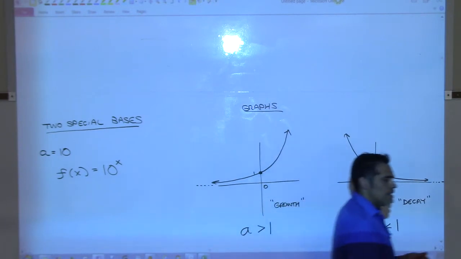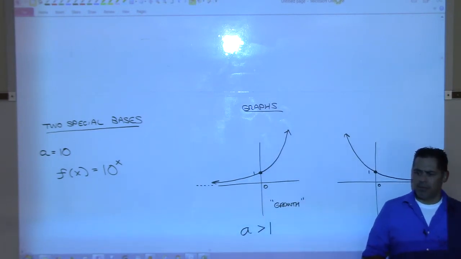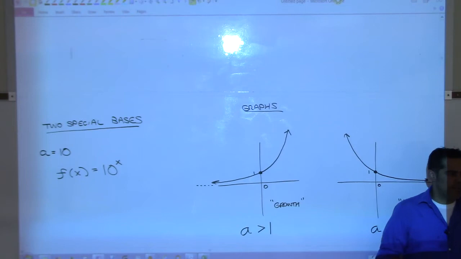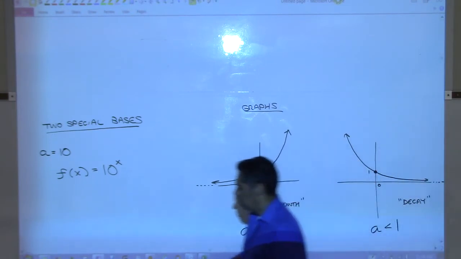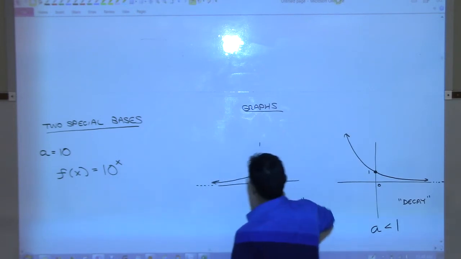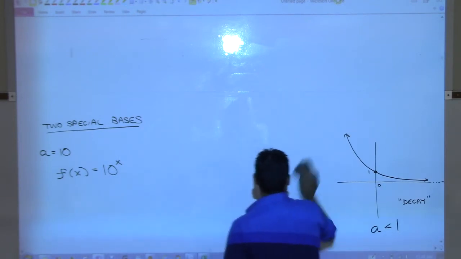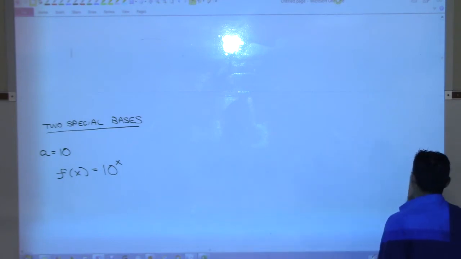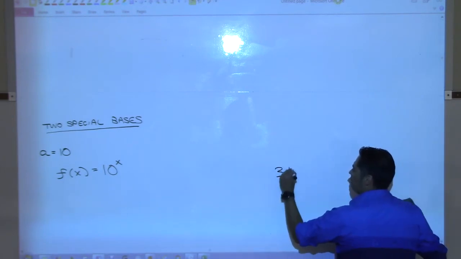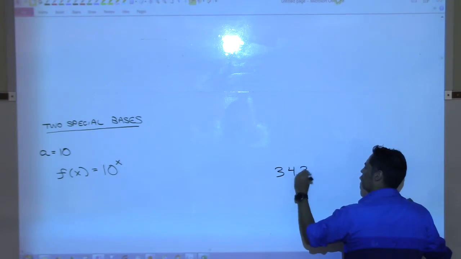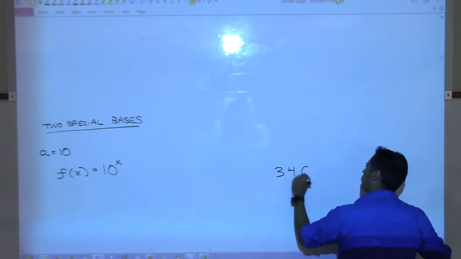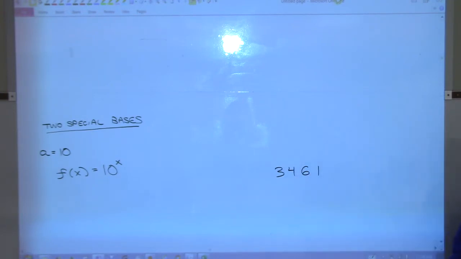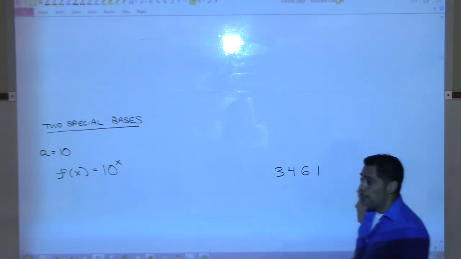Have you all ever heard that our number system is base 10? Our number system is a base 10 number system. Y'all heard that or no? So when I write this number down, everyone in this classroom agrees that that's 3,461, right? Does it have something to do with the place value? Yeah, it's the place values, exactly.